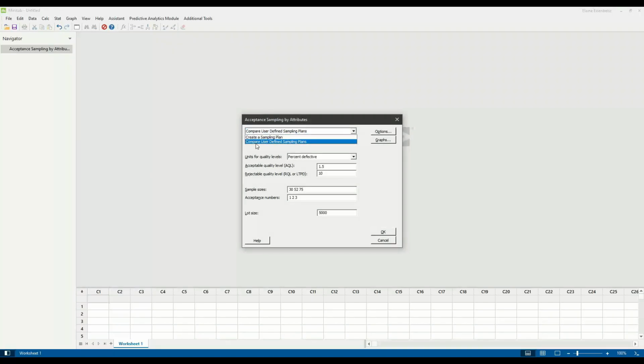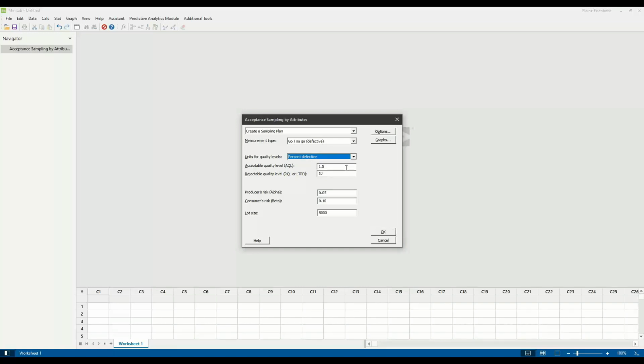We have two choices here. We can create a sampling plan, or we can compare. We'll compare some next, but let's go ahead and create one. And we're going to do a go, no go. You also have the option of putting in number of defects, okay? But we'll call it a go, no go defective, okay? Units for quality levels, you have some choices here. I'm going to choose % defective. We could do proportion, which is kind of the same, or defectives per million, we could do that, but let's do % defective.